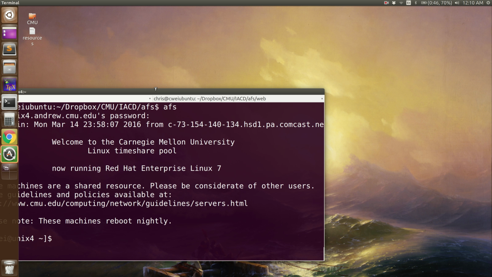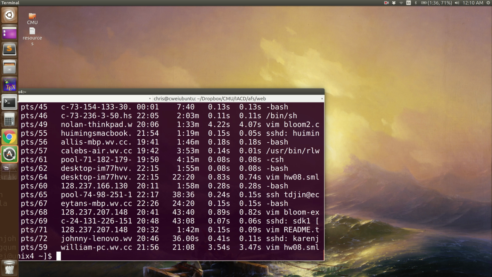For my project, I wrote a script that collects data regarding the login histories of all CMU students on our distributed file server AFS, or Andrew File System. This is done by using the nifty Unix command W, which, as you can see, shows all the people currently SSH'd into one of the 6 Unix machines.